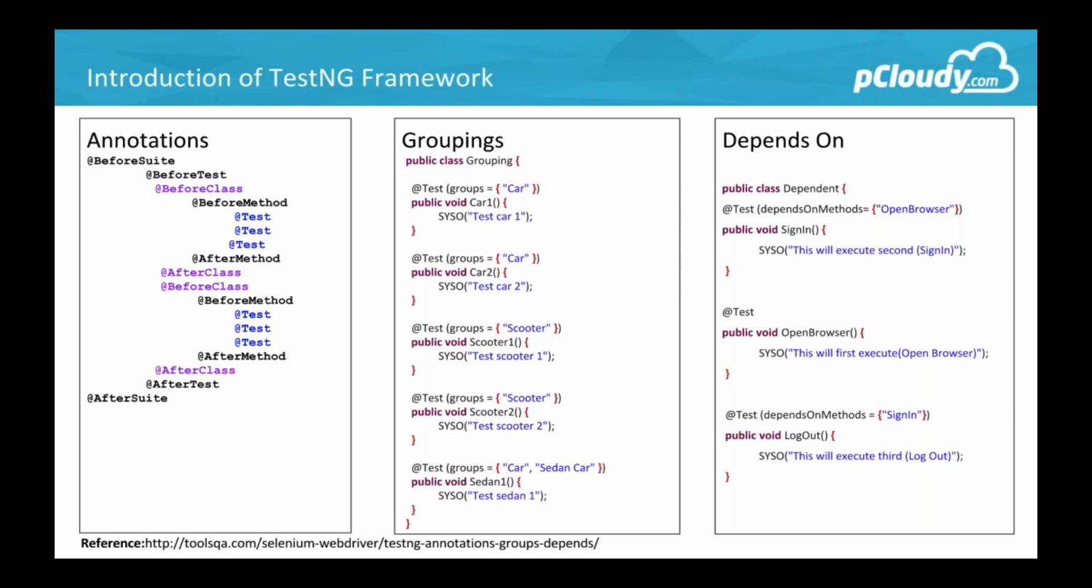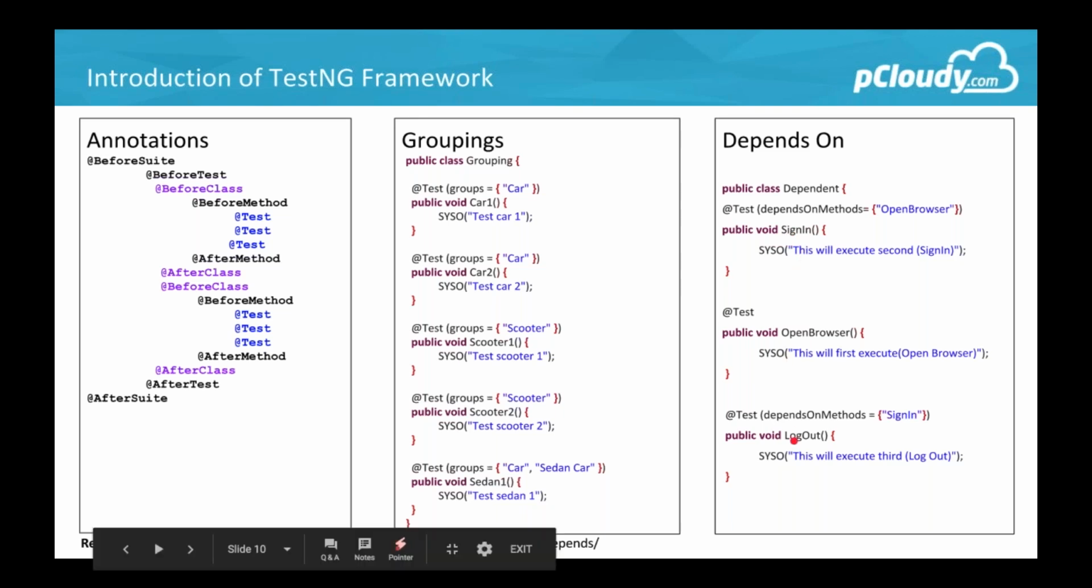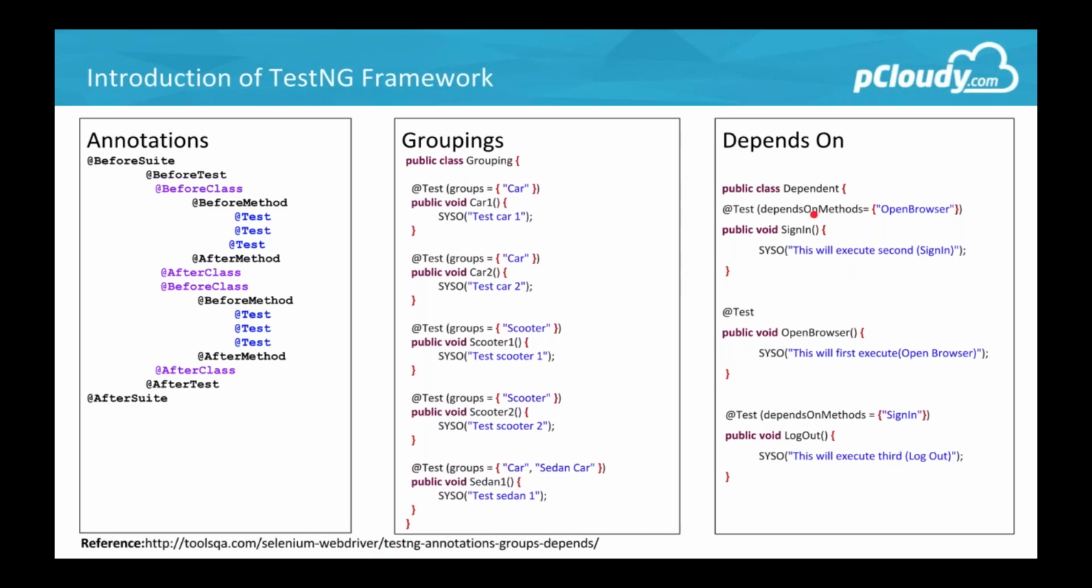Even if you don't give dependsOnMethods, if you don't annotate, then what will happen? TestNG will take your method names and try to execute them alphabetically. So it might happen that sign in gets executed first, then the logout test case, and then third the open browser will execute. But if you write dependsOn, then it will see that sign in depends on open browser, so it cannot execute sign in.